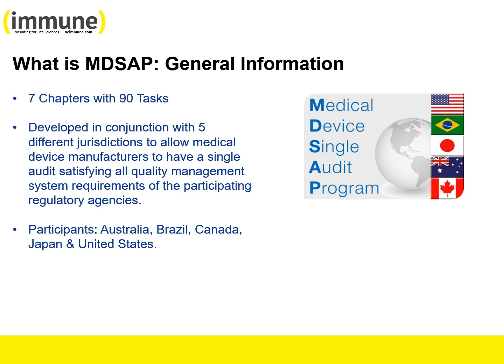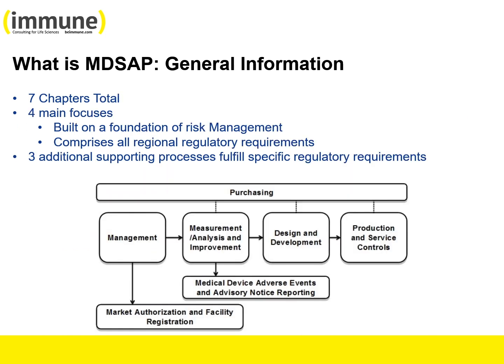Each country that participates in the program defines how the audit outcomes impact the regulatory status of medical device manufacturers in their region. So what is the focus of MDSAP? There are 7 chapters total with 4 main areas of focus. All of these areas are built on a foundation of risk management, and they comprise all of the regional regulatory requirements from the participating countries. There are 3 additional supporting processes that fulfill specific regulatory requirements for those countries as well. The main focuses are management, measurement, analysis and improvement, design and development, production and service controls, with supporting processes being purchasing, marketing authorization and facility registrations, and medical device adverse events and advisory notice reporting.